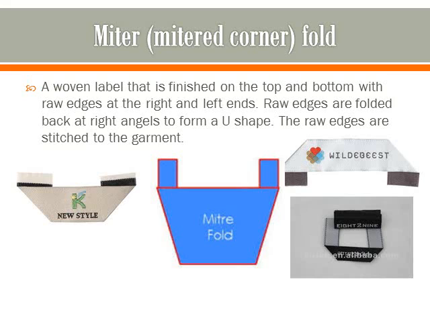Okay, the miter, sometimes called mitered corner fold, is when you have a woven label that's finished on the top and the bottom with the raw edges left open at the right and left ends. The raw edges are folded back at right angles to form a U shape, and then those raw edges are stitched to the garment.